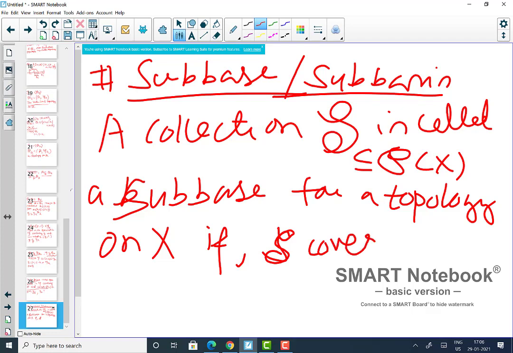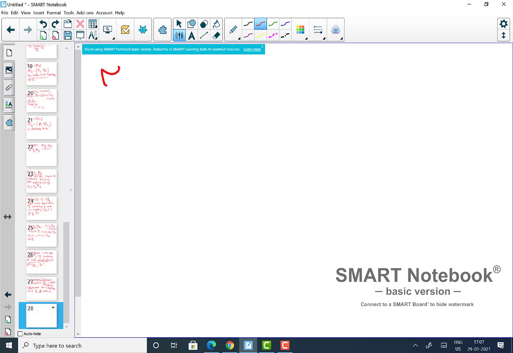that collection covers X. So what does that mean? That means for every element of X there exists an element of the collection that contains it. So whenever you choose a point of X, you will have an element of the collection that contains that point. And then how to generate a topology from a subbase?